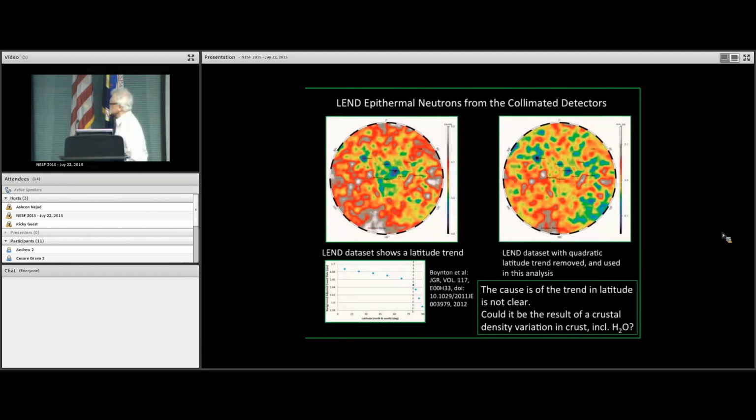Okay, here are the two data sets, and I have to be honest with you, what we did was to modify, we took the original data set and we took out the slope.